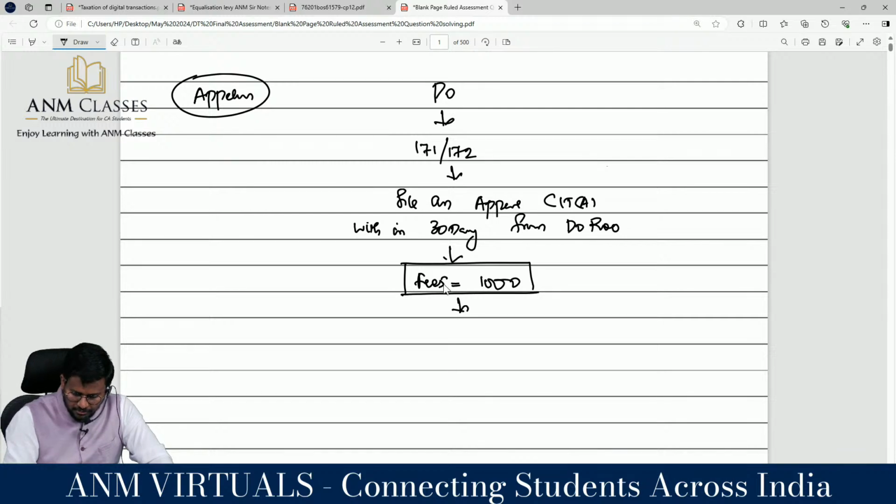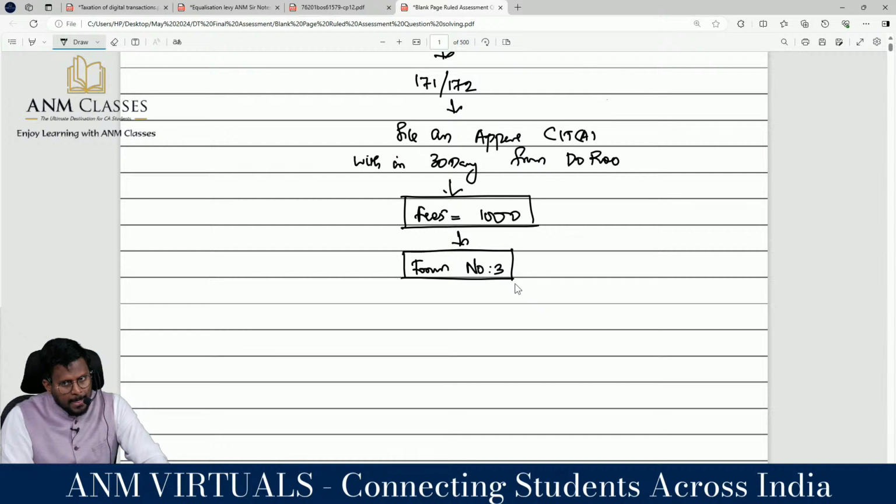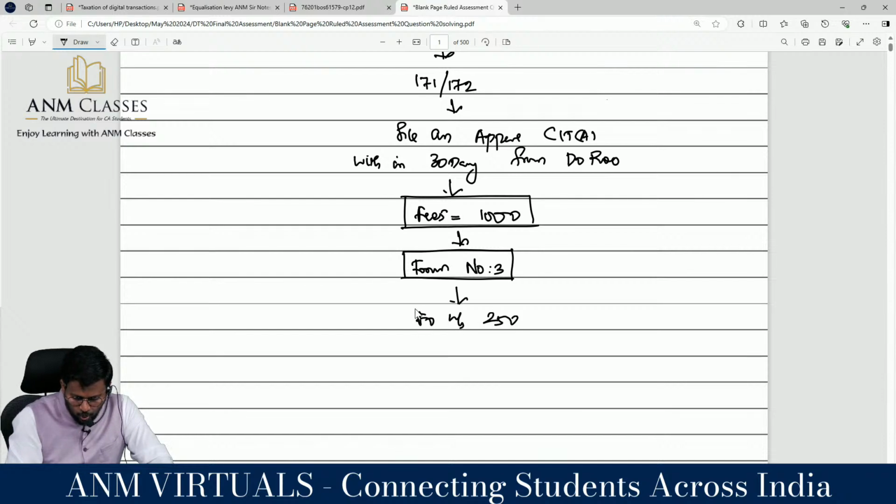Then, in form number 3. That's it. All the other provisions of 249, 250, all those will be applicable. Right. Now, you will get a final order under section 250. This will be the output order. The final order under section 250 will be passed.